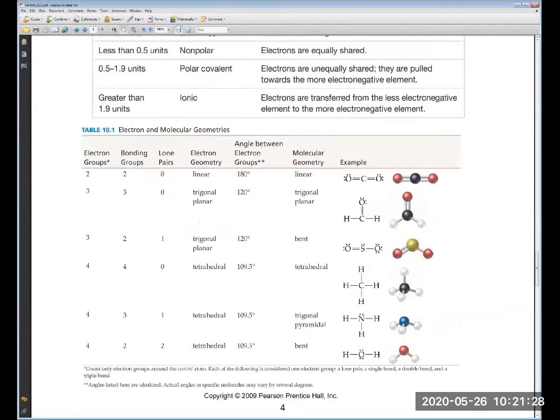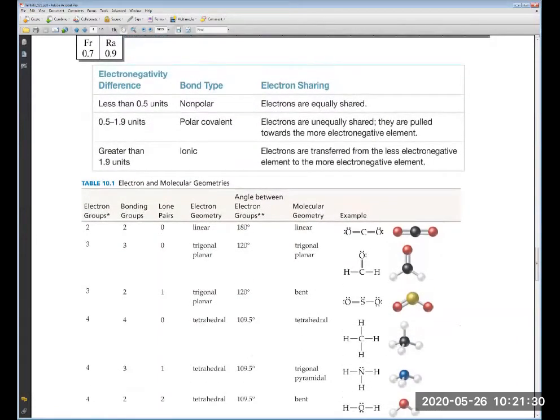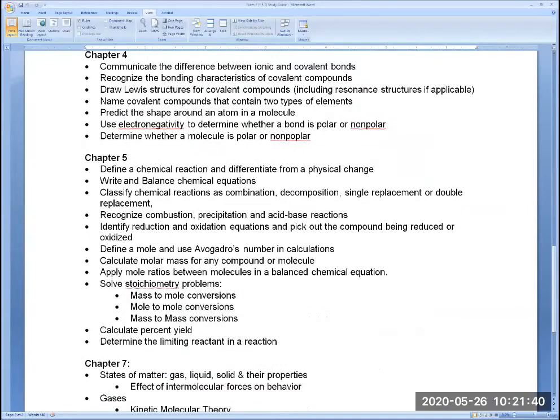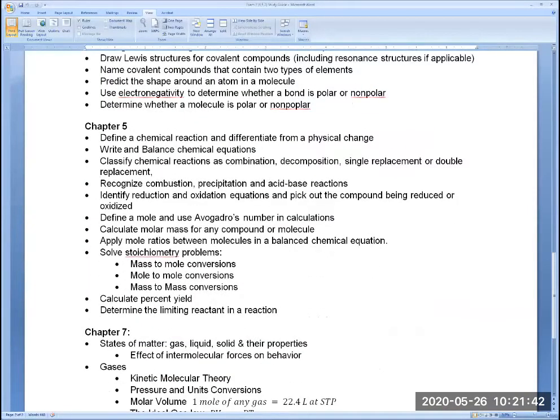Okay, so that's how you would find the shape. Let me go back to the study guide. Okay. Do you have questions on chapter 4?